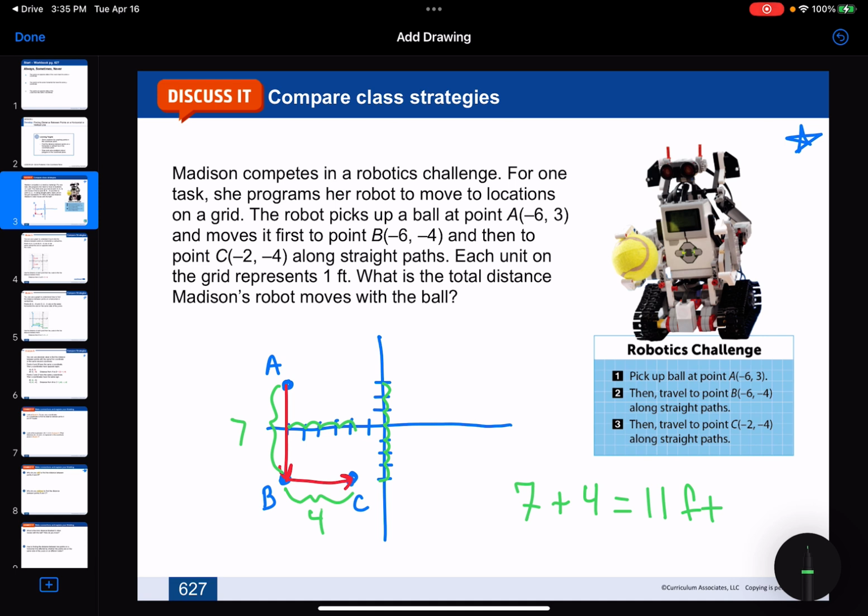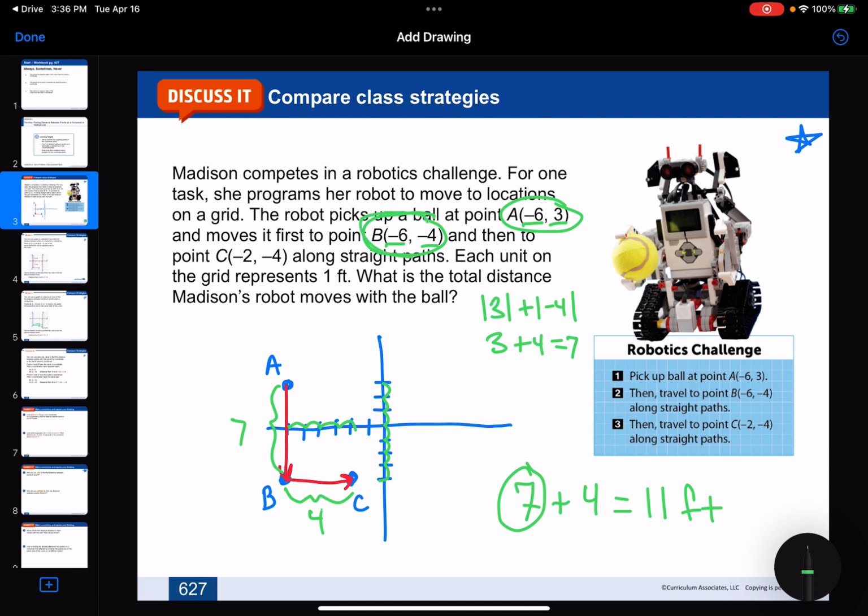The other way to look at this is that between points A and B, the x values are not changing, only because it's moving up and down. That makes sense, because that's only going to change the y values. Moving from 3 to -4, that is a distance of the absolute value of 3 plus the absolute value of -4, because remember, absolute value is distance. And because these points are in different quadrants, we are going to add those distances. 3 plus 4 is 7, which is where we got the 7 from.